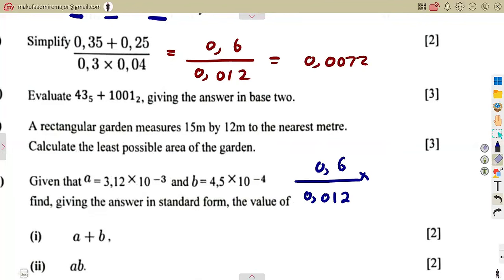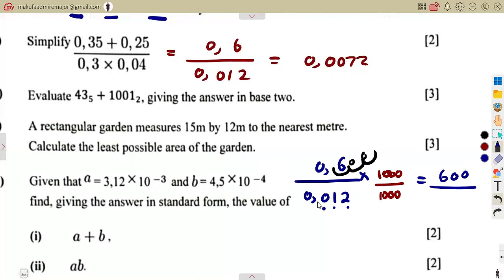There are 3 digits after the comma. 1, 2, 3. So that means you're going to multiply by 1,000 over 1,000. You want the denominator to be a whole number. 0.6 times 1,000, just move 3 commas to the right. 1, 2, 3. That will be 600. So this is 600 over, in this case, if you move this, that will be 1, 2, 3.